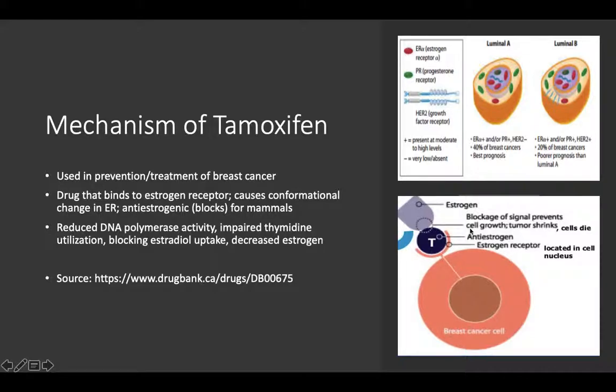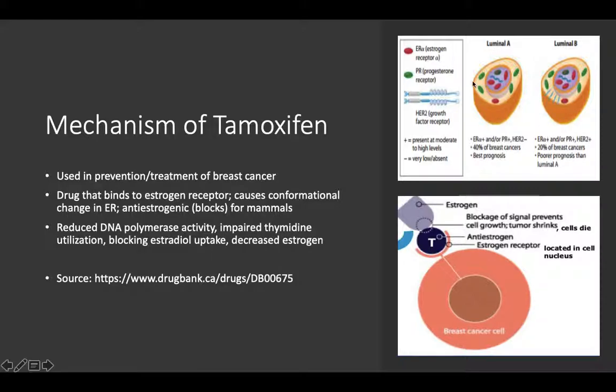So this blocking can actually prevent any cell growth, it shrinks any tumors, and the cell is able to die. In addition, it can also reduce the DNA polymerase activity, it can impair thymidine utilization, it can block the estradiol uptake, and of course, it decreases estrogen.